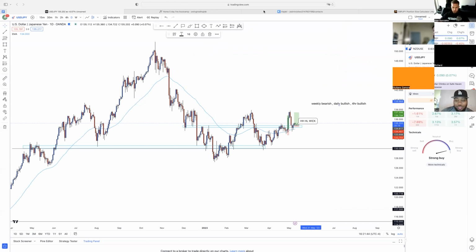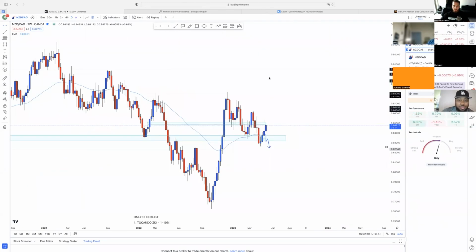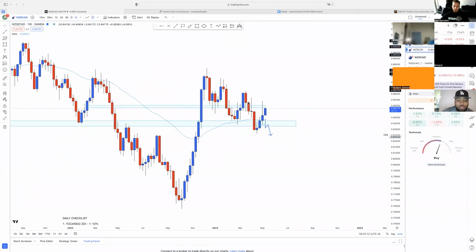Let me see. Trying to find. All right, perfect. Okay, so this pair right here, I want you guys can see my screen, right? You guys can see NZD CAD. Type 1 if yes, type 2 if no.